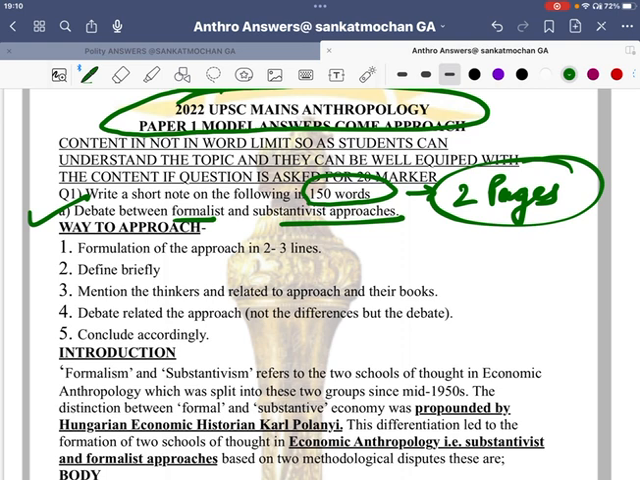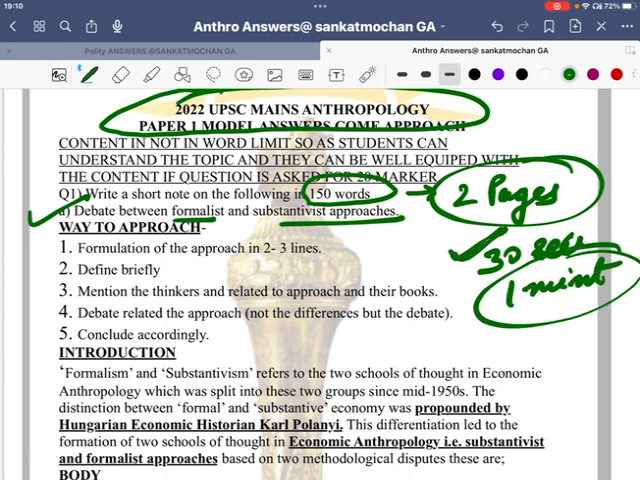So I'm giving you 30 seconds to think about how to structure your answer. Always give yourself 30 seconds to 1 minute in the starting. But in the examination hall, only 30 seconds is enough. First, structure your answer. See what is asked.